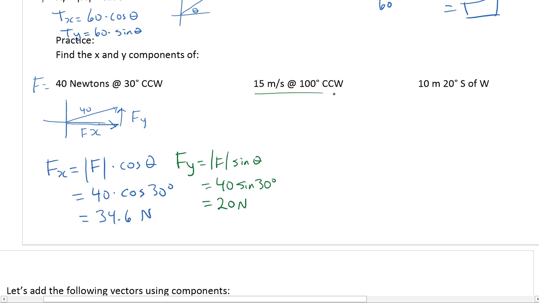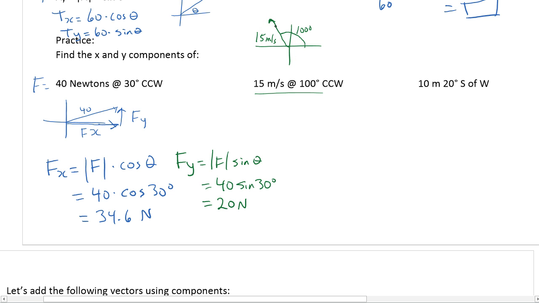15 meters per second at 100 degrees counterclockwise. So here, I'll draw the diagram up here so I have a bit more room. 100 degrees is going to be, well, here's 90. It's a little bit past 90, so it's going to go that direction. Okay, so this is 100 degrees in there, not 1,000, it's 100 degrees, and this is 15 meters per second, the length of that arrow.